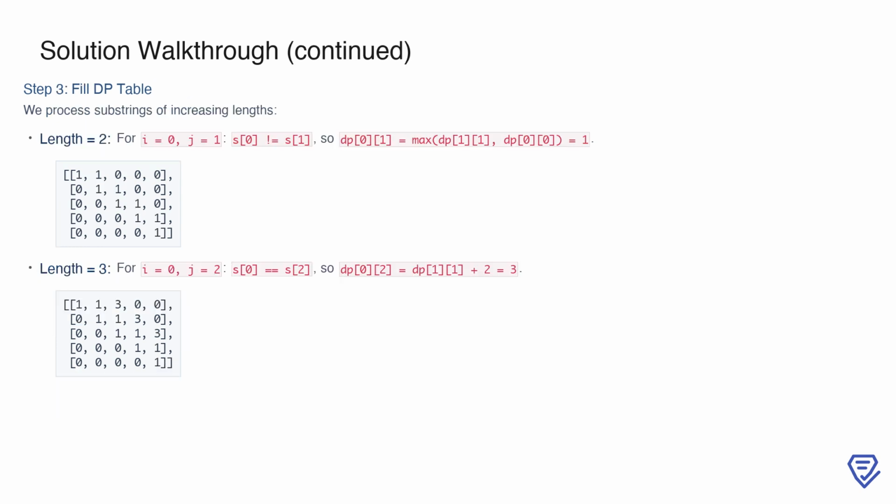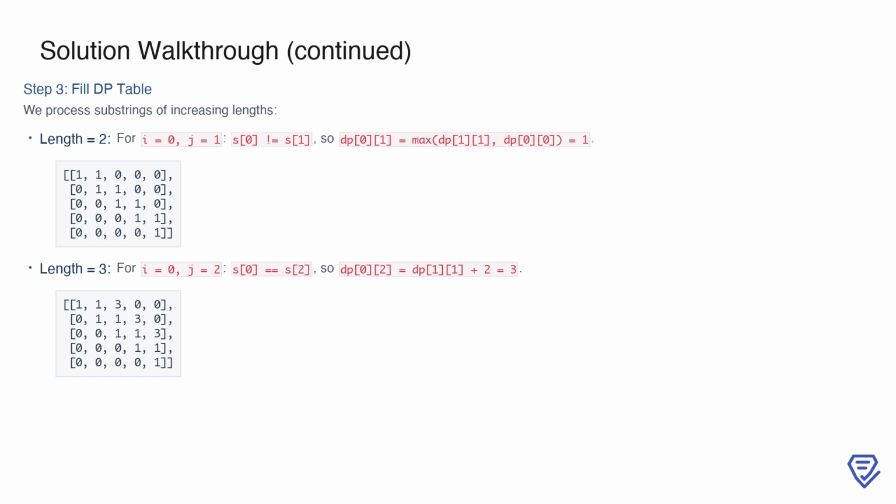Now, we begin filling the dp table for substrings of increasing lengths, starting from length 2. For substrings of length 2, we compare the characters at the boundaries s[i] and s[j]. If they are not equal, we take the maximum value between excluding either the left or the right character. In this example, for i equals 0 and j equals 1, since s[0] equals s[1], we compute dp[0][1] as the maximum of dp[1][1] and dp[0][0], which results in 1.